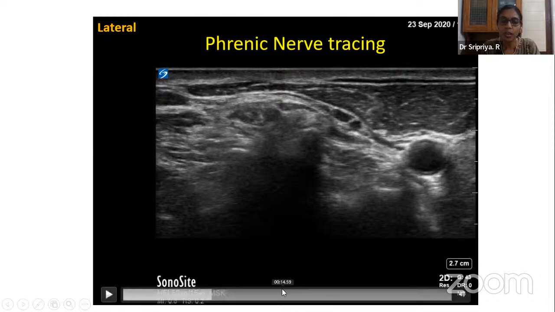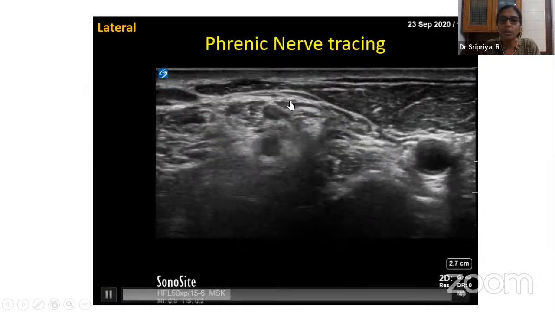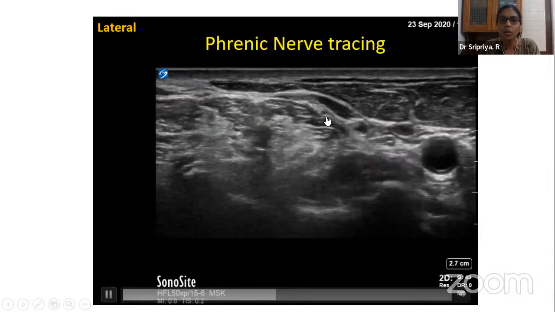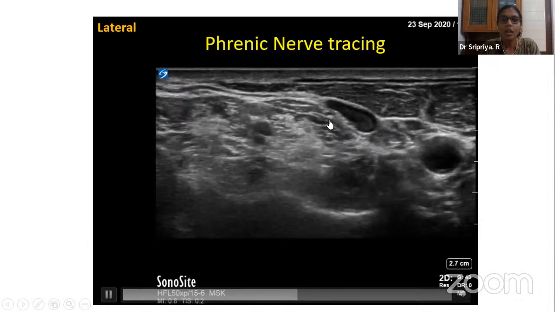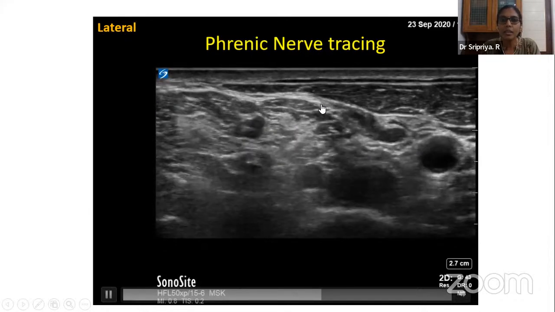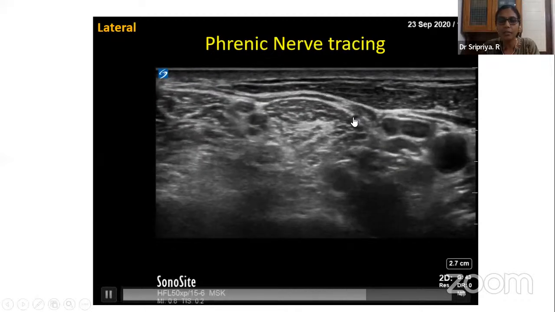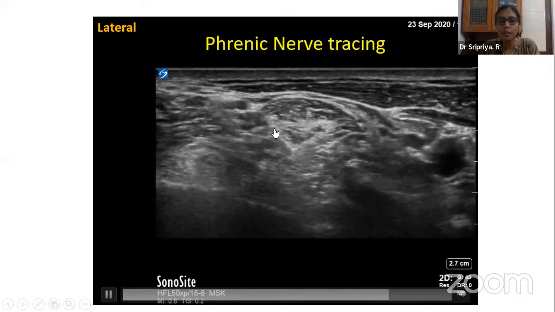So if we move caudal, I'll play the video from here, and I would like you to focus on these two small structures here and what is the distance from the C5 nerve root. So these are the two things that are moving medial. This is C5 nerve root. And here we can see this is a pulsatile structure, that is the ascending cervical artery, and this is the phrenic nerve. And here is the upper trunk.